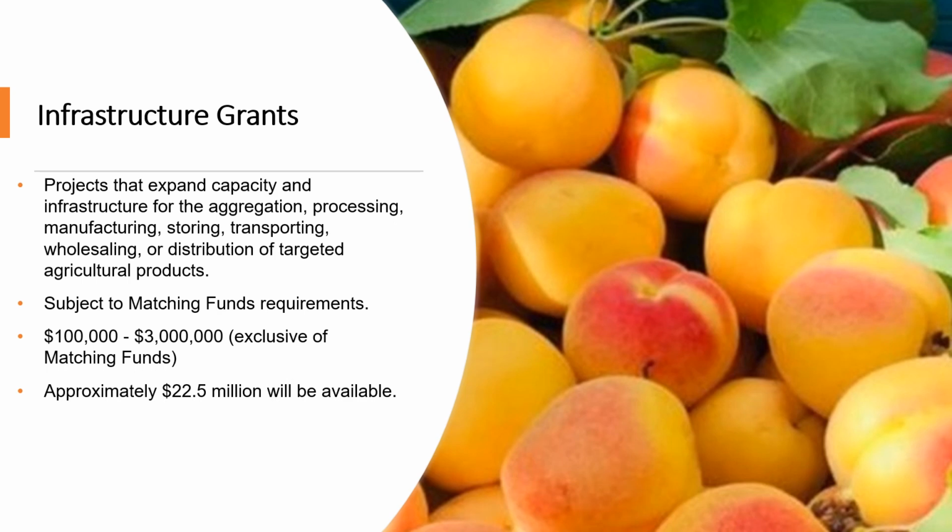The second track for RFSI funding is for infrastructure grants. This track will fund projects that expand capacity and infrastructure for the aggregation, processing, manufacturing, storing, transporting, wholesaling, or distribution of targeted agricultural products. This grant type is subject to matching fund requirements, which we will discuss later in more detail. As a reminder, the minimum amount for infrastructure grants is $100,000, and the maximum is $3 million, exclusive of matching funds. Approximately $22.5 million will be available for infrastructure grants.